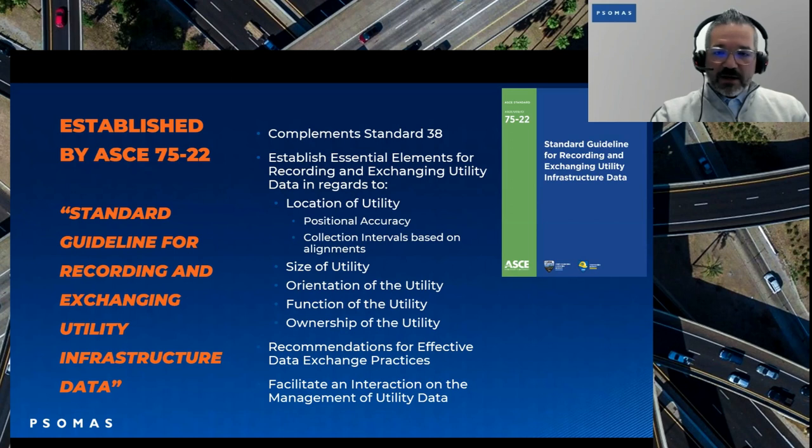Rob's going to talk a little bit about this in his presentation, but ASCE 75 is much more about the positional accuracy of what we're doing. It's about the size of the utility, the orientation of the utility, the function of the utility, and the ownership of the utility. How do we map all of this? How do we record it? About recommendations for effective data exchange practices. It's also meant to facilitate the interaction on the management of the utility data.